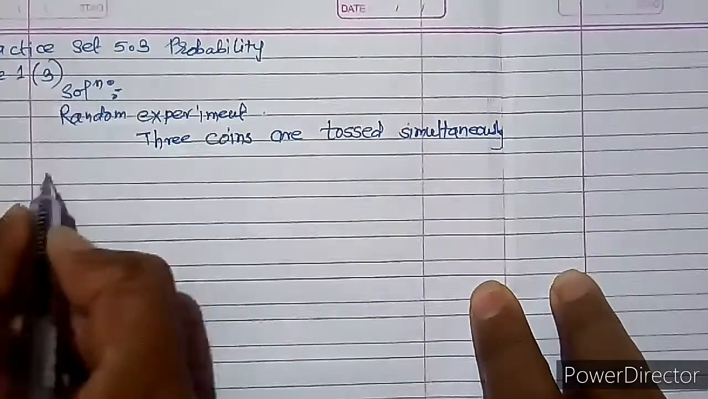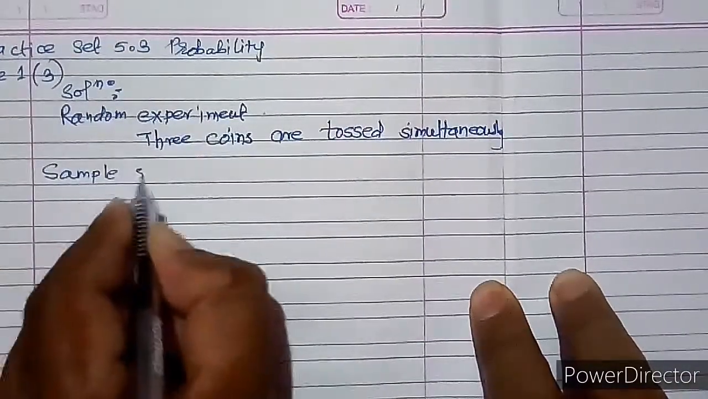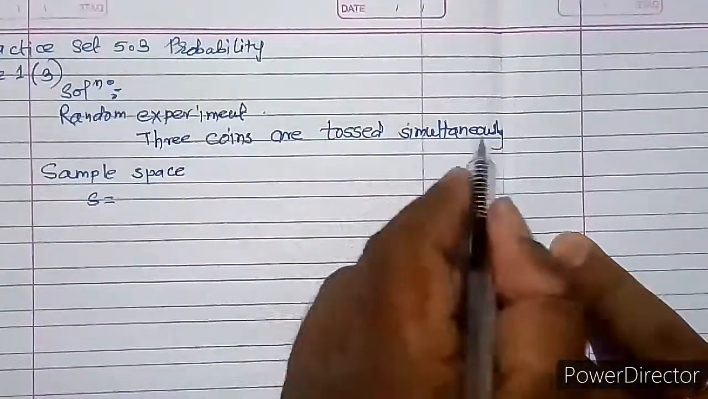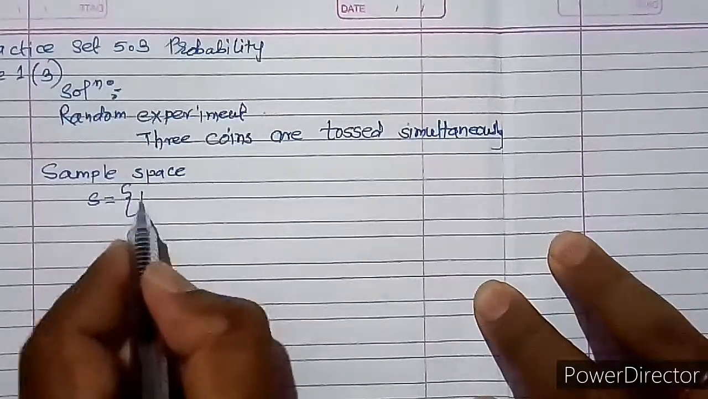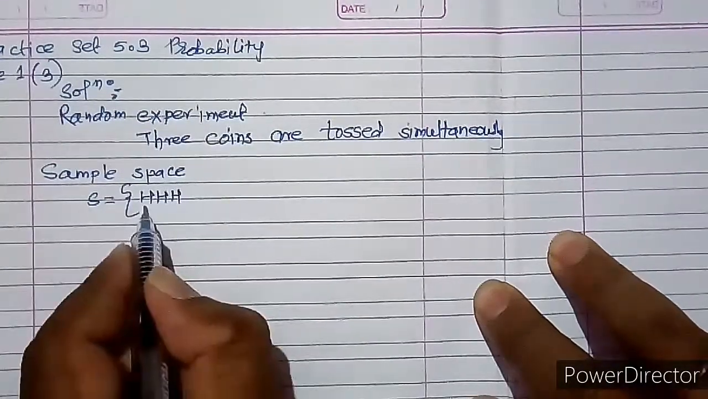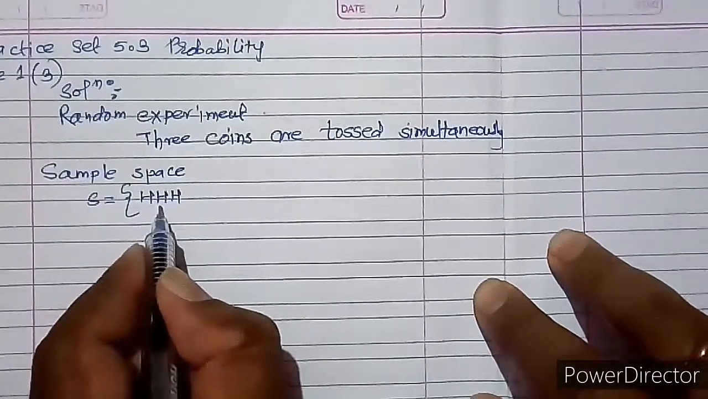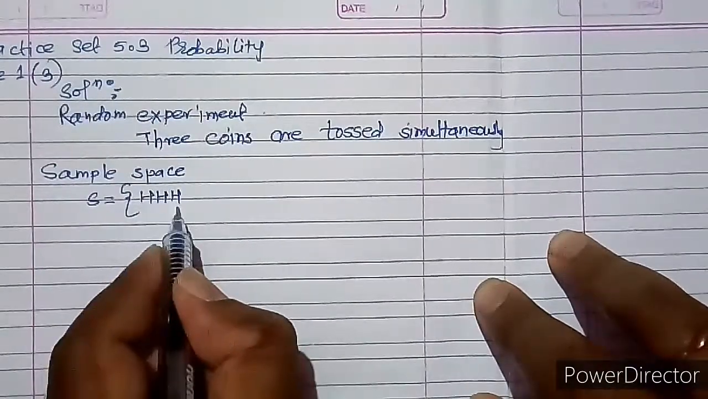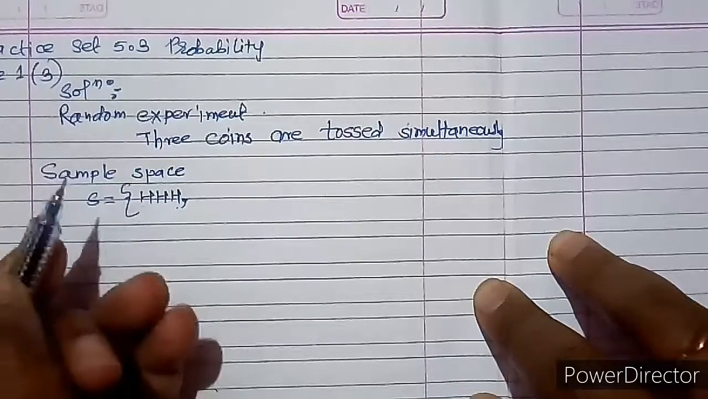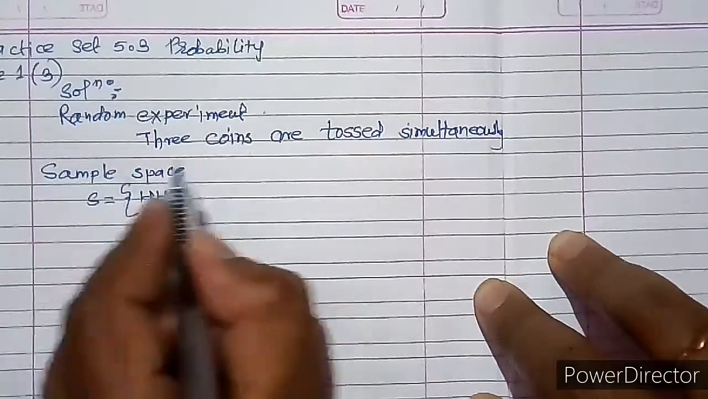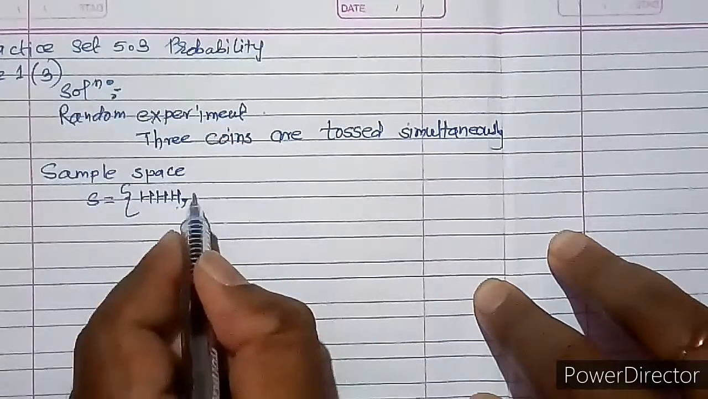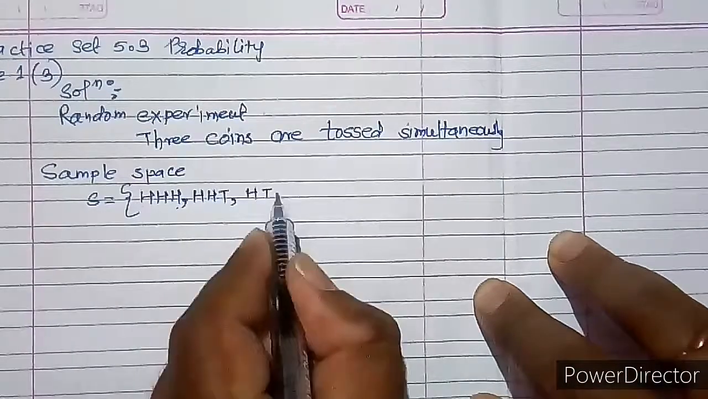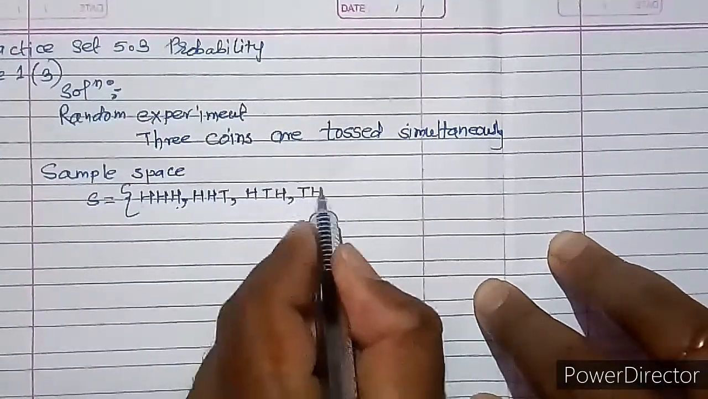Then we have to find the sample space S for this experiment, three coins tossed simultaneously. The sample space will be H, H, H. Here the first H is the outcome of the first coin, the second H is the outcome of the second coin, and the third H is the outcome of the third coin. In such a way, we have to write down all possible outcomes of tossing three coins simultaneously. The next outcome will be H, H, T. Then H, T, H, and then T, H, H.